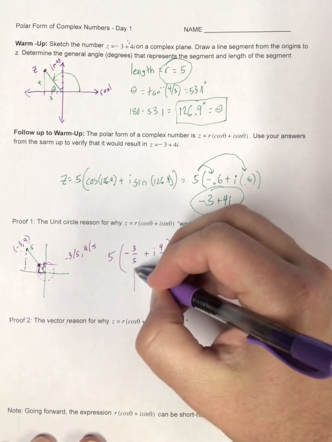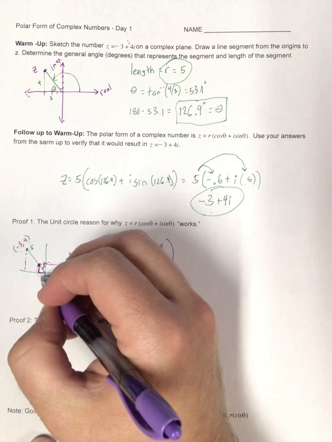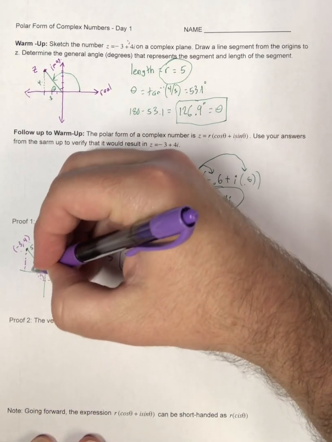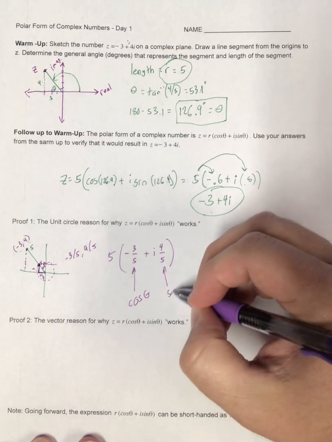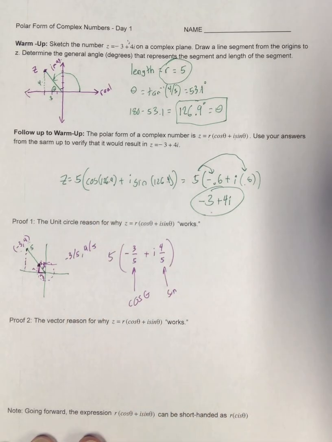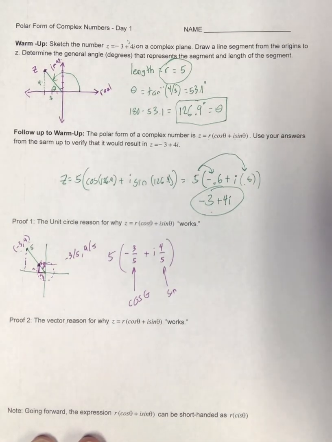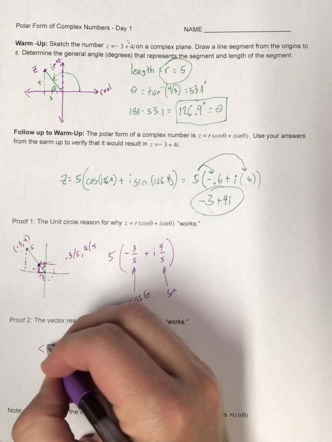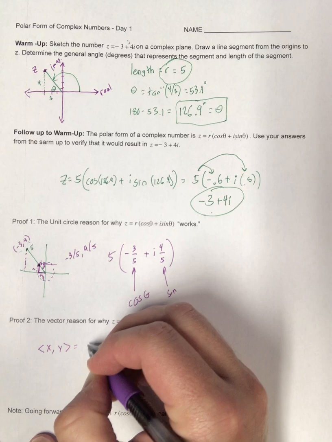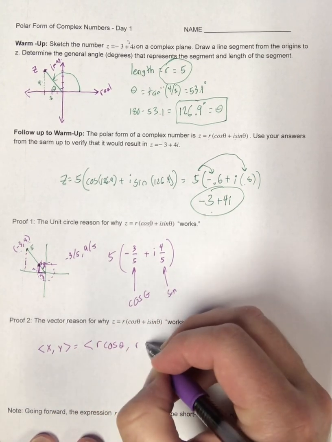Now negative 3/5 is actually the cosine of that angle, because 3, 4, 5, 3/5, and this would be the sine of that angle as well. So this is kind of showing you why it does work. Okay, so here's another way, in case that way didn't suit you. You might remember that with vectors, the ordered pair x comma y was equal to r cosine theta comma r sine theta.